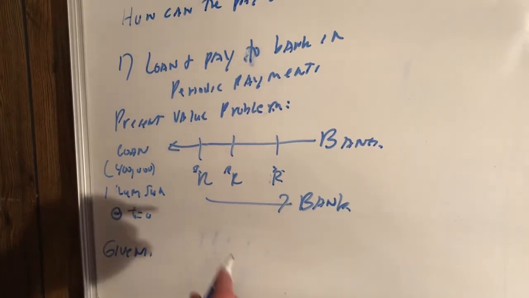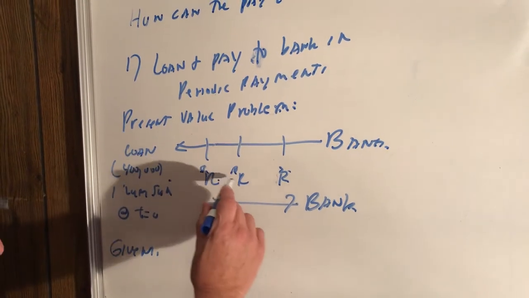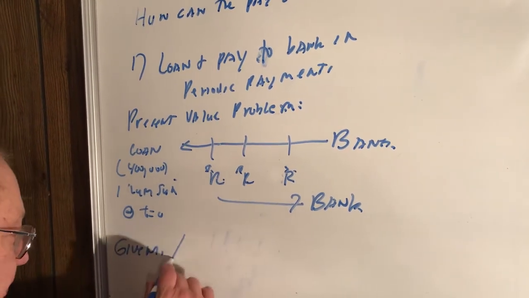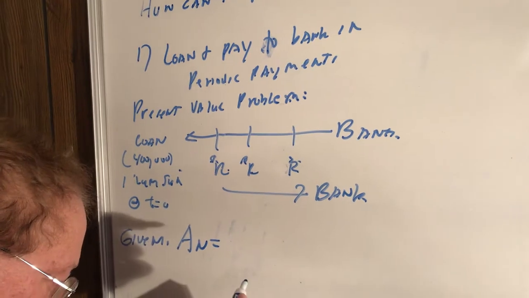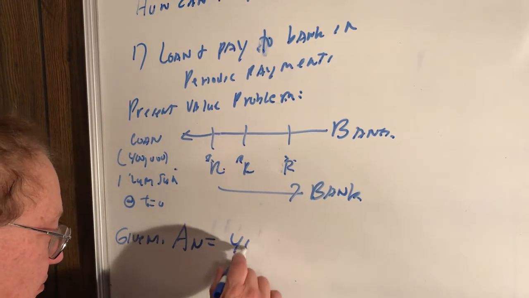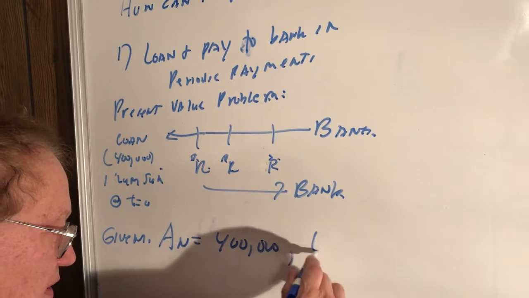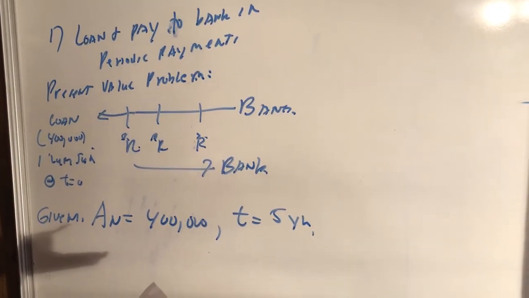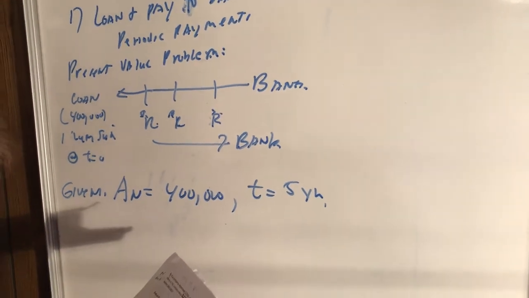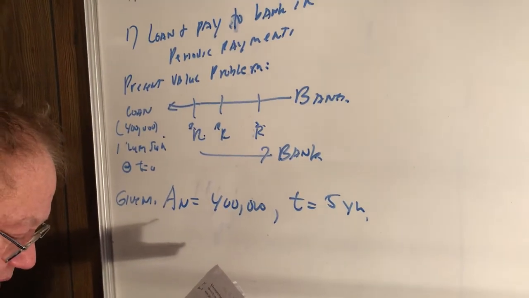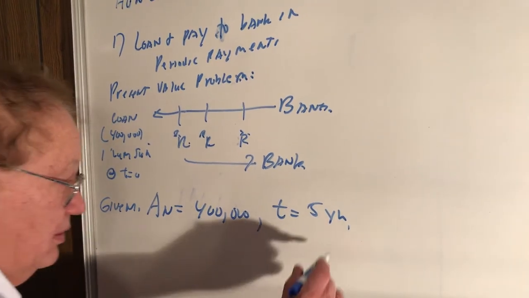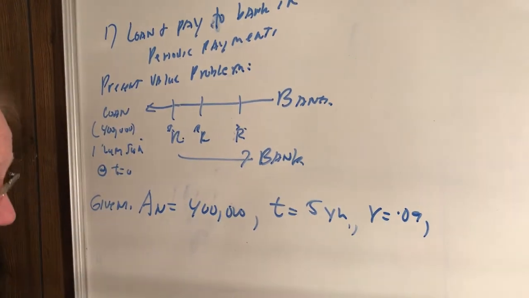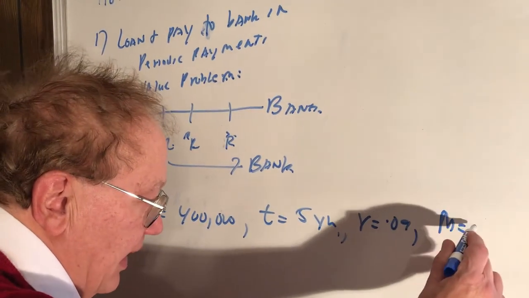Now, if I took out the loan and I decide to pay back the bank, so what am I given here? I'm given that the present value is 400,000. T is 5 years. The commas set up an annuity at the end of each period, so that's an annuity. Interest rate is 9%, and it's compounded semi-annually.